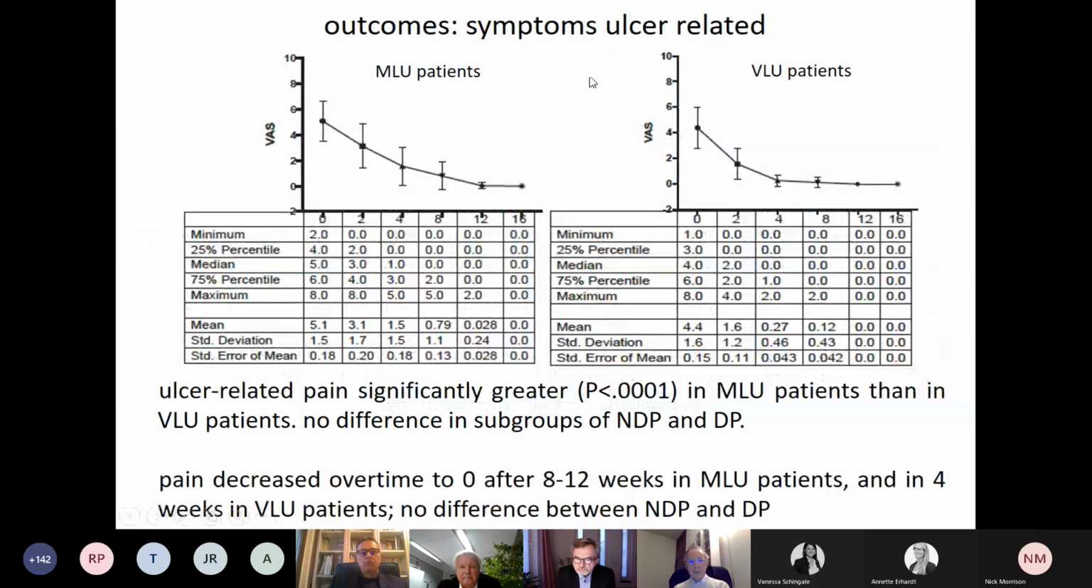Coming to symptoms, those related to the ulcer first. Obviously, in patients with mixed leg ulcers the pain was higher than in patients with pure venous leg ulcers, but you see that the pain decreased over time. The only difference between mixed and venous leg ulcer is that in the mixed leg ulcer the decrease is slower, but at the end of the treatment the pain was significantly reduced in both groups, and also in this case independently of the coexistence of diabetes. So once again, it was mainly the arterial disease or the venous disease that was the main characteristic regarding pain reduction.